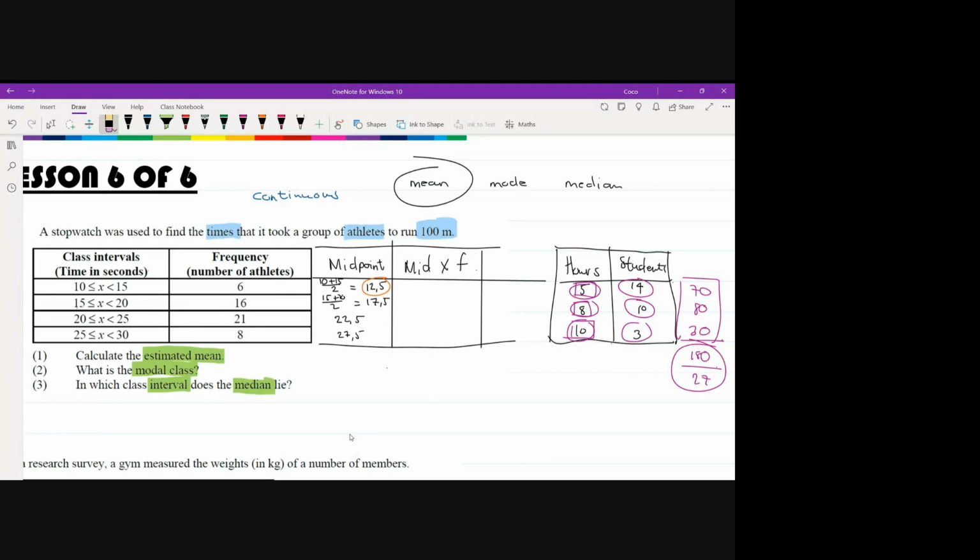Okay. All right. Abu says the first one is 75. Lovely. Thank you very much. So for the first one, 75. Let's keep going down the line. Now we're going to get 16 times 17.5. 280, lovely, 280.